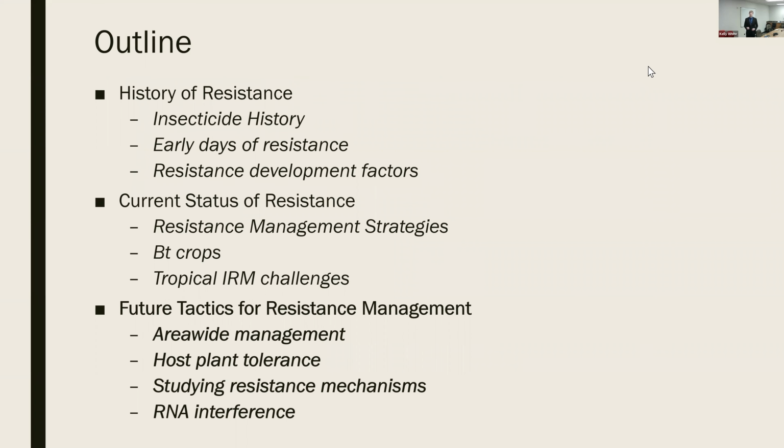So having discussed the current status of where resistance is at, I'd like to move forward into what might be some future tactics for the management of insecticide resistance.